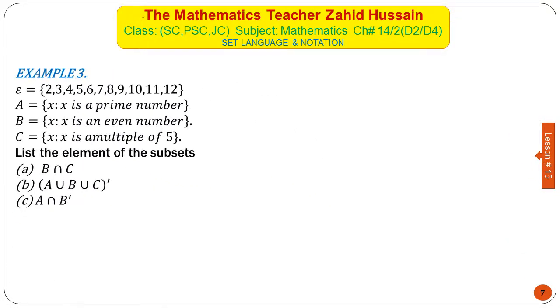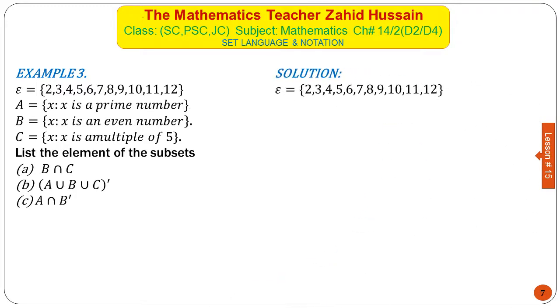Question number 3. In this, the universal set is this, which is already written in listing form or tabular form. Set A is the set of all x such that x is a prime number. Set B is the set of all x such that x is an even number. Set C is the set of all x such that x is a multiple of 5. All the elements of A, B, C must be from this universal set, and you are asked to solve these three parts. So first we will write A, B and C in tabular form or listing form.